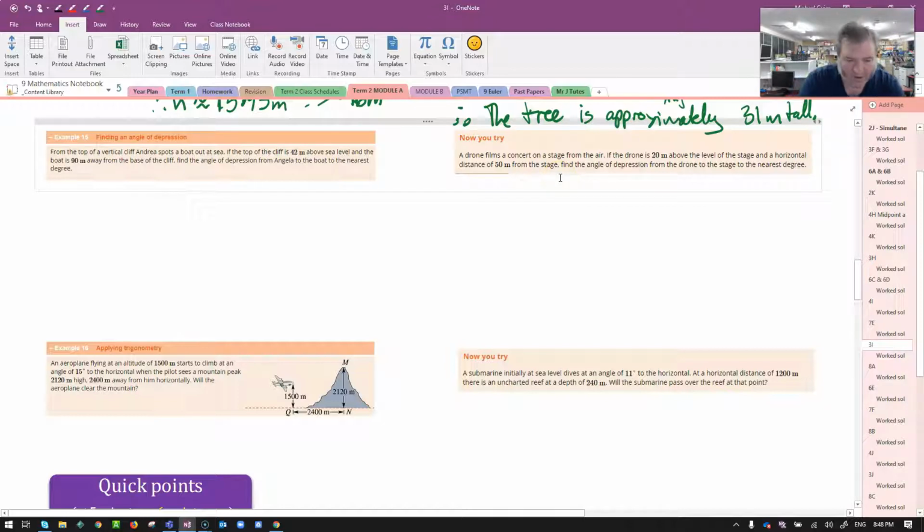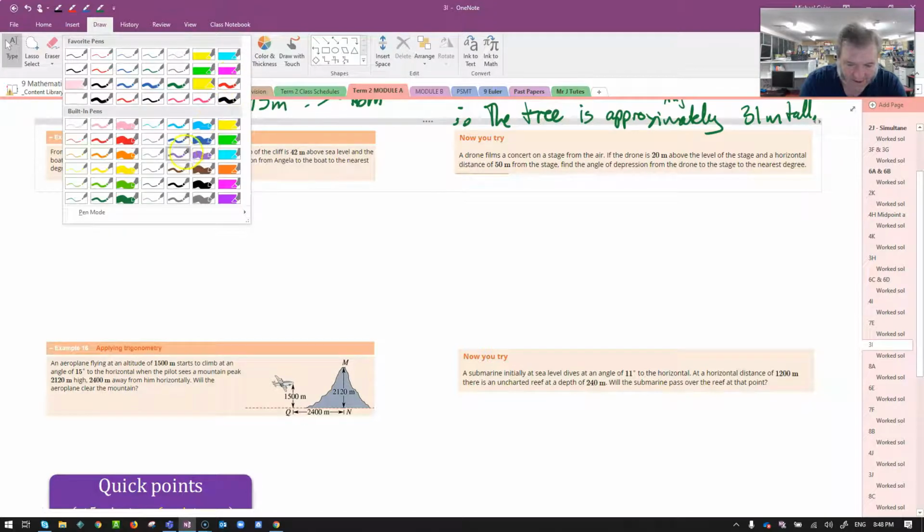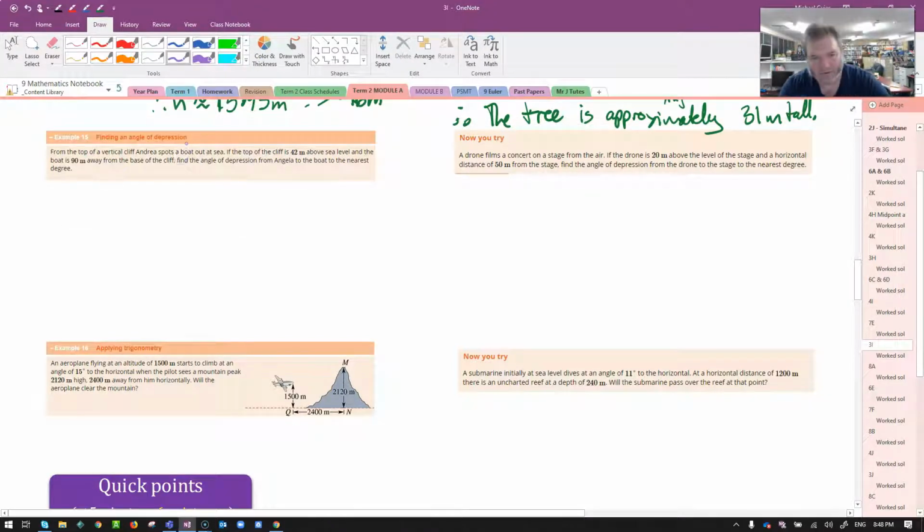Let's have another look. Might change my pen. Maybe it's the colour of the pen that's causing all the issues. I doubt it, but why not? A little bit of Gould pride.